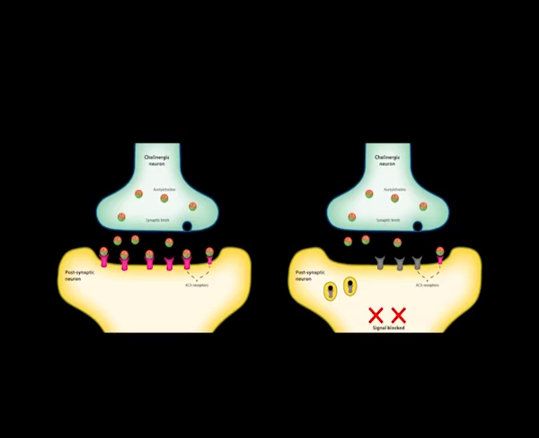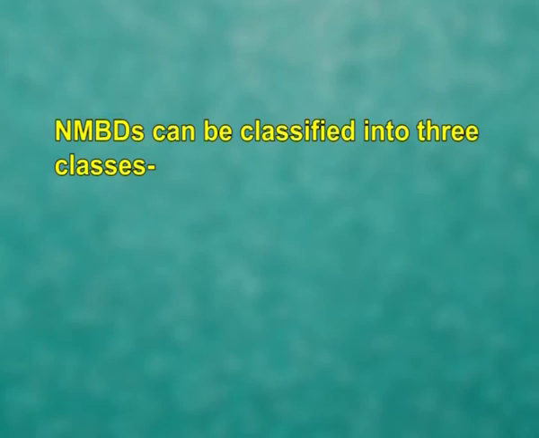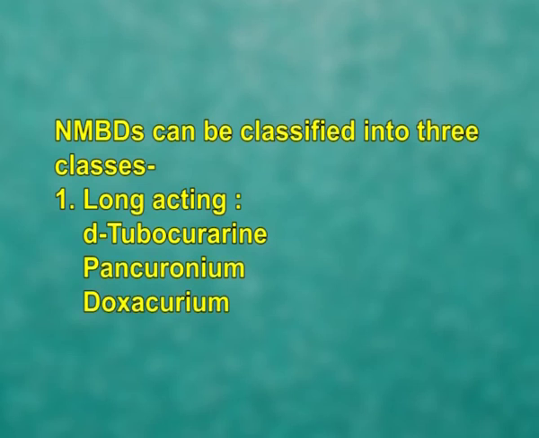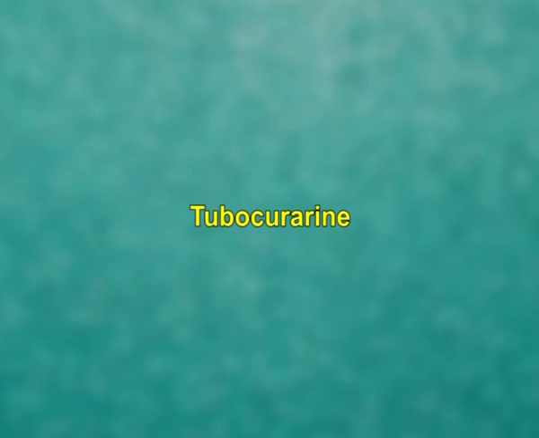This results in paralysis of neuromuscular transmission. Non-depolarizing blocking drugs do not produce conformational changes in the receptor. Now, as you can see, NMBDs can be classified into three main classes. The first one is long-acting, for example, D-tubocurarine, pancuronium and doxacurium. So, firstly we will see about tubocurarine.